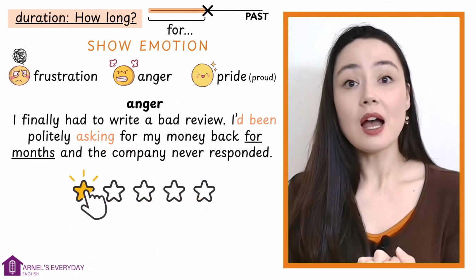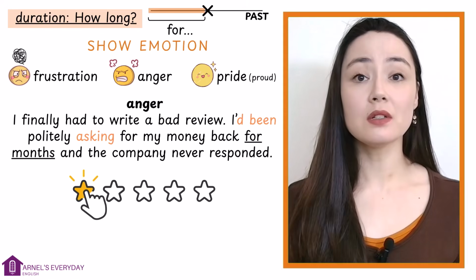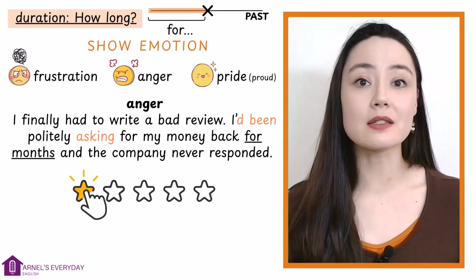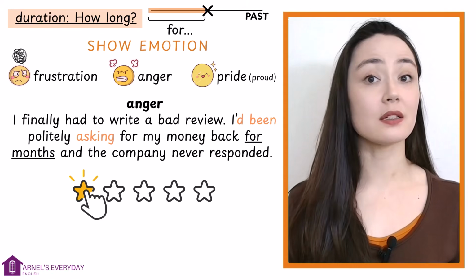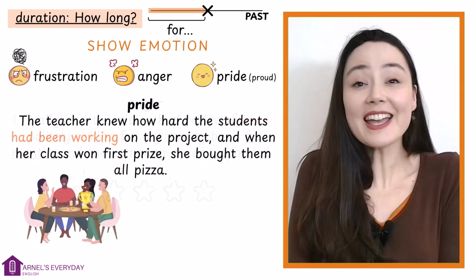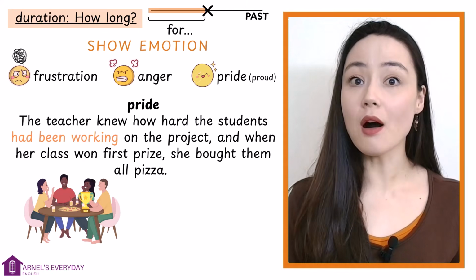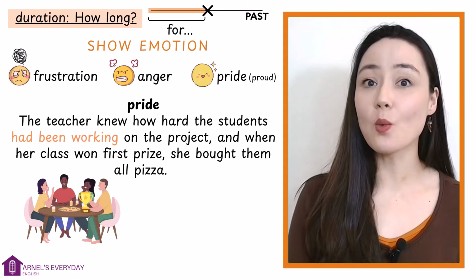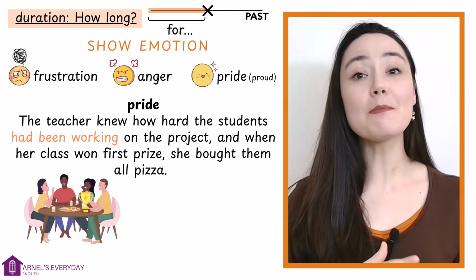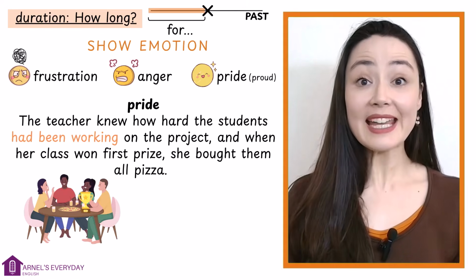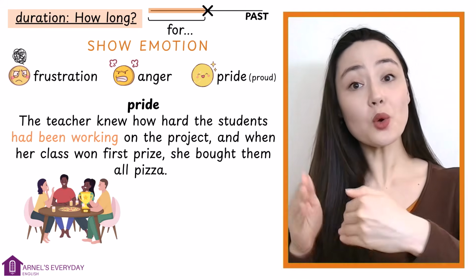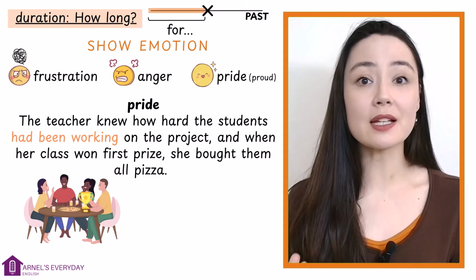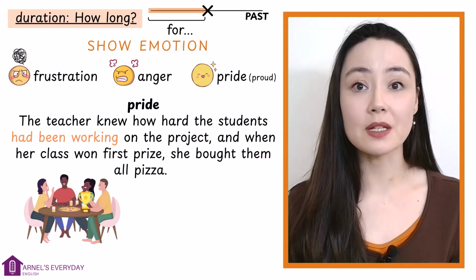anger. I finally had to write a bad review. I'd been politely asking for my money back for months and the company never responded. Pride. The teacher knew how hard the students had been working on the project, and when her class won first prize, she bought them all pizza. In this last example, we can see the order of the actions. You can see the past perfect continuous really makes it clear when the action happened.